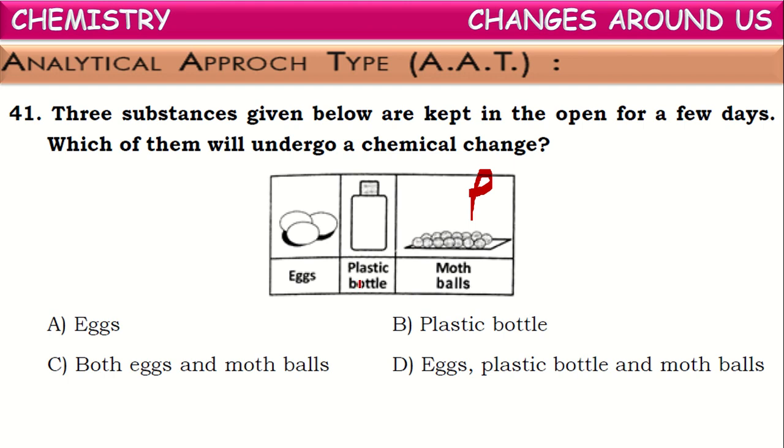If you say plastic bottle, if you leave it for a few days open, they won't change anything. No change will be observed in these plastic bottles. Okay, next if you see eggs, if eggs are left out for a few days, the chemical composition inside will be changed and those eggs will be spoiled after a few days. That is because of the chemical changes occurring inside the egg. So eggs undergo chemical changes among these three. So this is the correct answer. Okay. Eggs undergoing chemical change. Plastic bottle does not undergo any change. Mothballs are undergoing physical change by sublimation. Okay, next one.